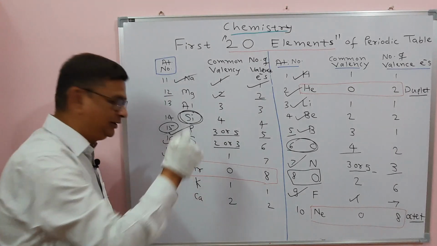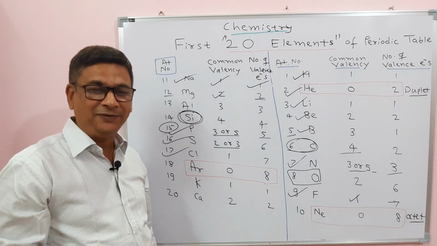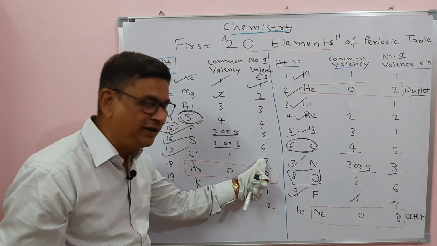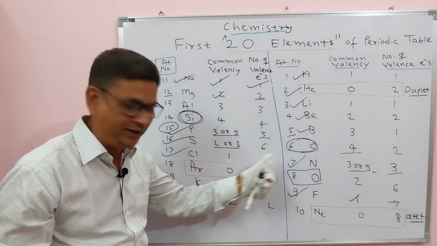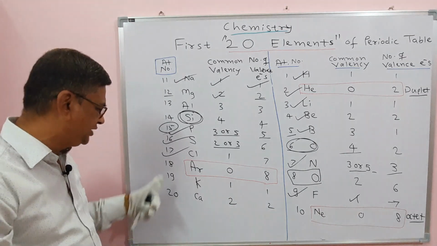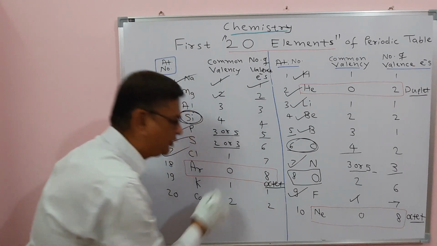Next one is chlorine, which is one of the poisonous gases but is present in our common salt that we have in food, and its valency is 1, it has 7 electrons in the outermost shell like fluorine. Next one is argon, an inert gas, it has 8 electrons in the outermost shell, atomic number 18, the octet is completed, so I have written octet here also.